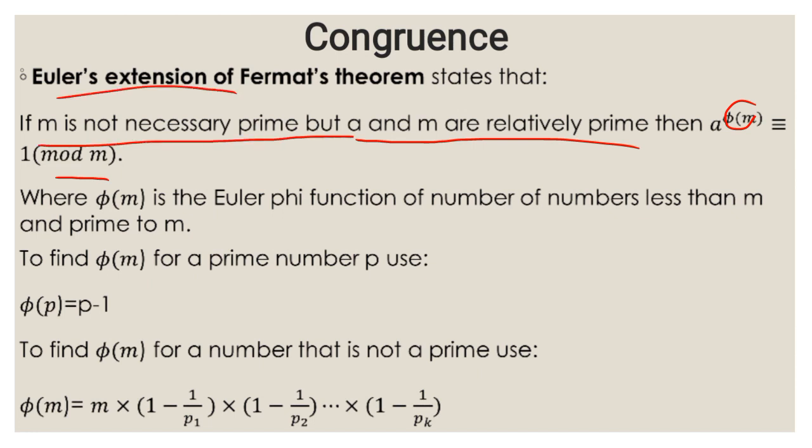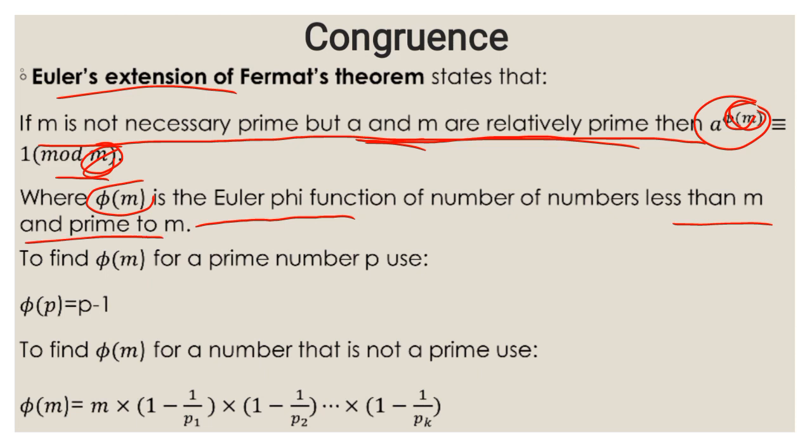It's basically this: if M is not necessarily prime, but A and M are relatively prime, then A raised to the Euler function of M is congruent to 1 modulo M, meaning if I divide A raised to the Euler function of M by M, it will give me a remainder of 1. So what is this Euler function of M? It is the Euler phi function, the count of numbers less than M and prime to M.